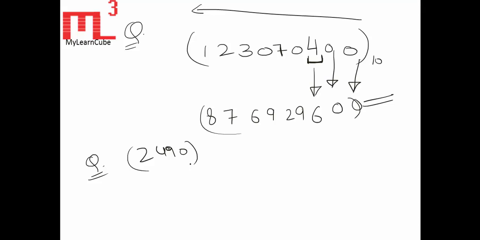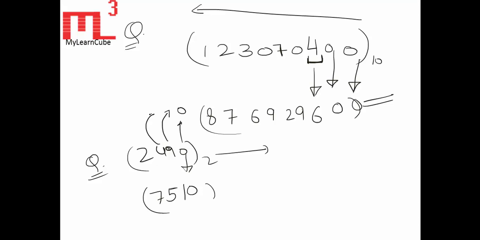2490. Compute its tens complement. It is very simple now for you. Put 0 as it is. First non-zero element, subtract it from 10. Then 5, then 7. That's it. Put it as it is, subtract it from 10, and then subtract all other from 9. So you will get your answer.